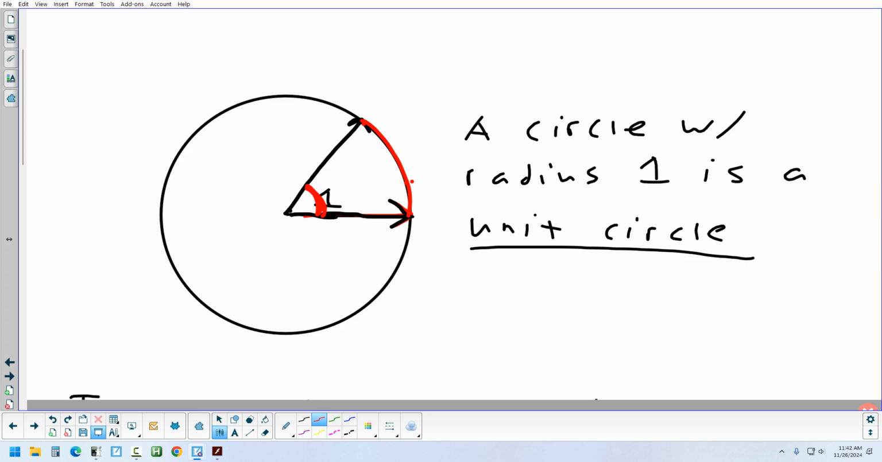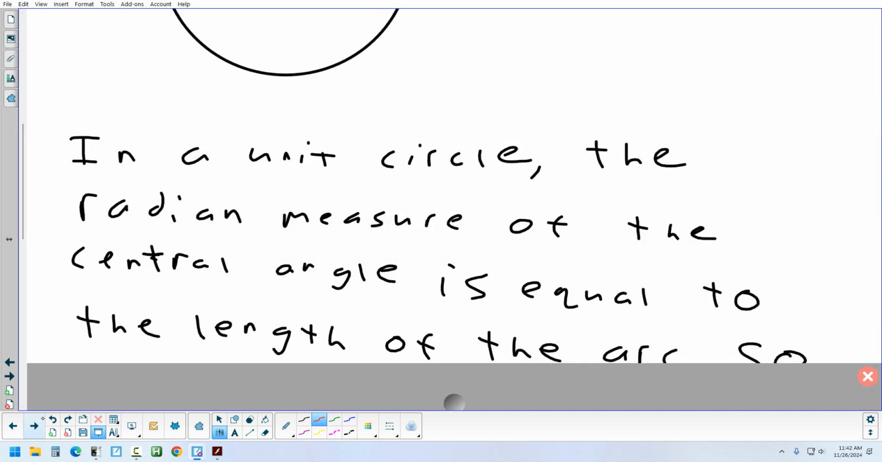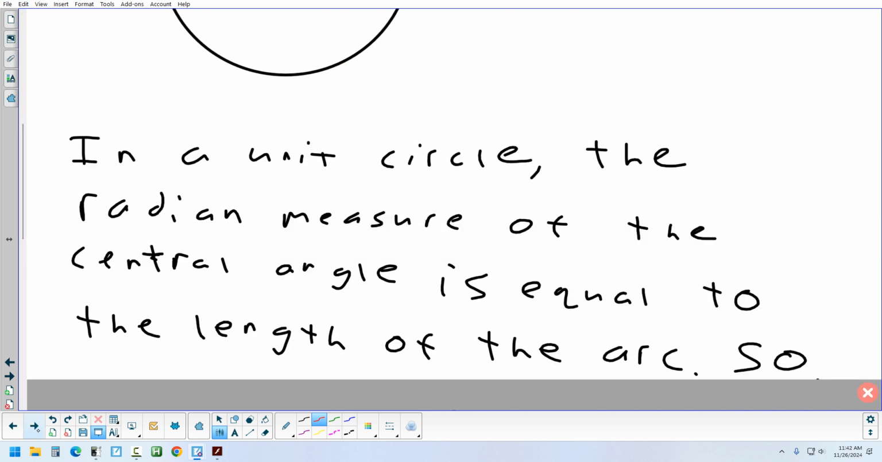0.7 radians, 0.7 feet. 1.2 radians, 1.2 feet. 5.4 radians, 5.4 feet. The two numbers will always match on a unit circle. We're not going to prove that. We're just going to write that down.